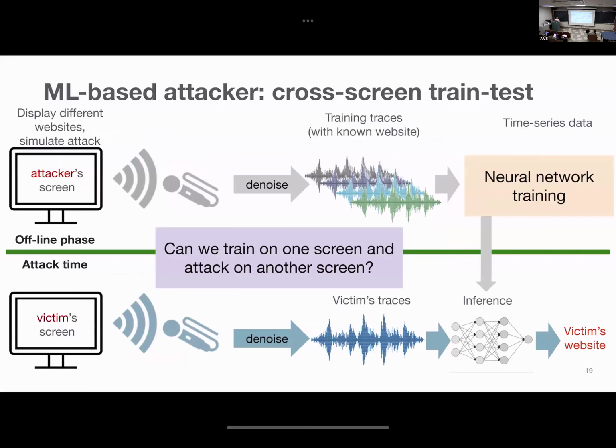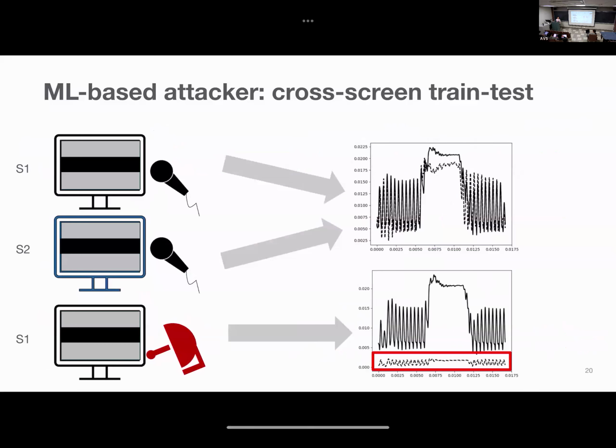The next one is the cross-screen train-test. As I said before, there are three attack modes the attacker could use. So can we train on one screen and attack on another screen? Actually, it is possible. In this paper, the four screens are from the same model series, and they gave very similar signals, as in the first right-top signals, though there could even be a difference when using different attack models.